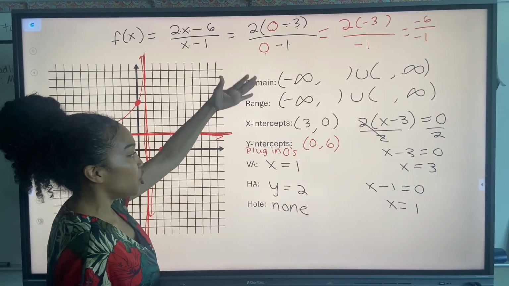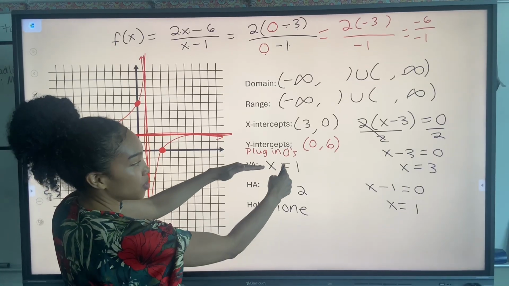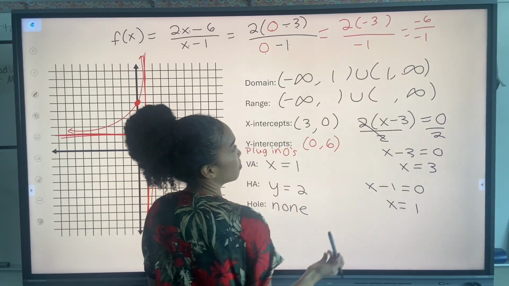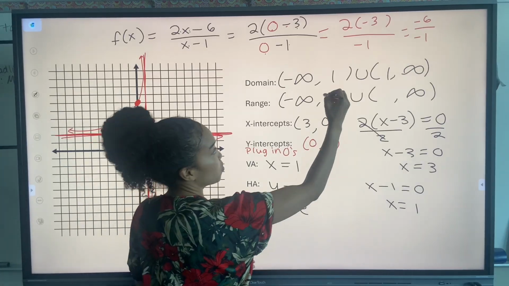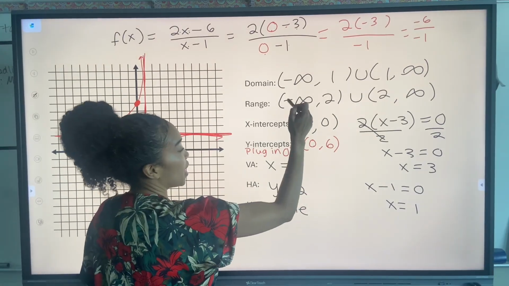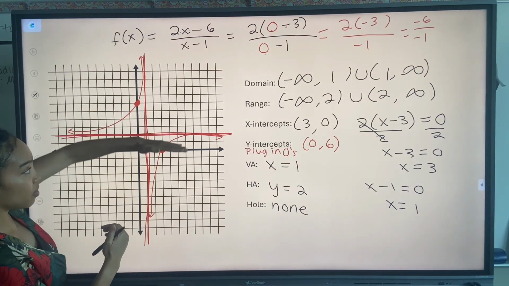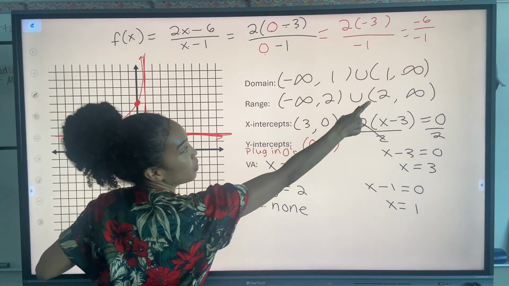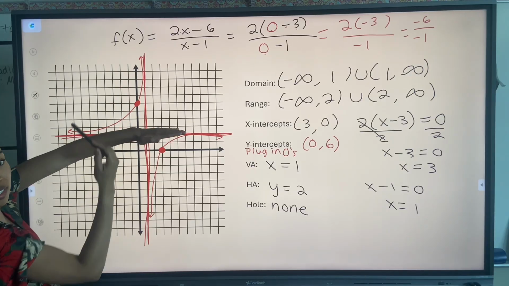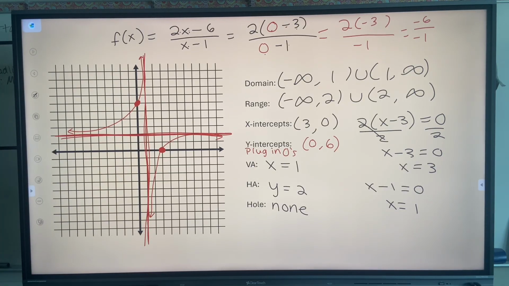For the domain, you need to look at this vertical asymptote. X is equal to 1, so there'll be 1s here. For the horizontal asymptote, you look at y equals 2. That's what goes for the range. For the range, you can be below the 2, so that's negative infinity to 2, or you could be above the 2, 2 to infinity. Okay? So that's how you do your domain and range.